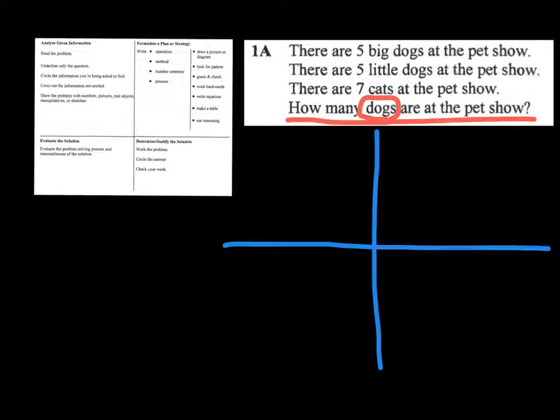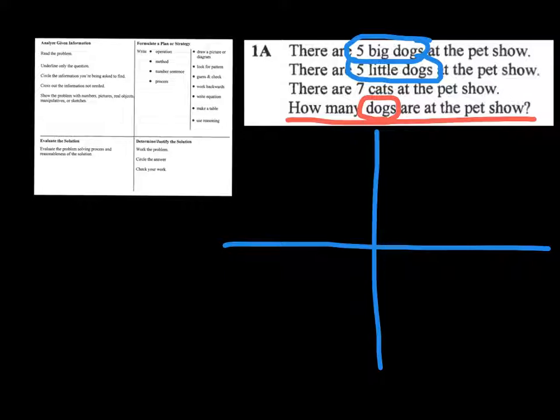Then we're going to go through the problem sentence by sentence, and pick out information that we think is important. So for instance, there are 5 big dogs at the pet show. Well, if I look back at the question, it says how many dogs are at the pet show. So I think that's important. So I'm going to circle 5 big dogs. When we get to the second one, there are 5 little dogs at the pet show. Well, still looking at dogs, since the question says how many dogs are at the pet show, I also feel that that's important.